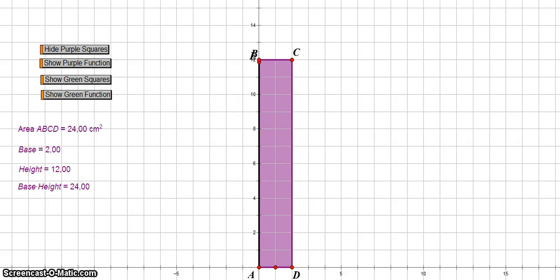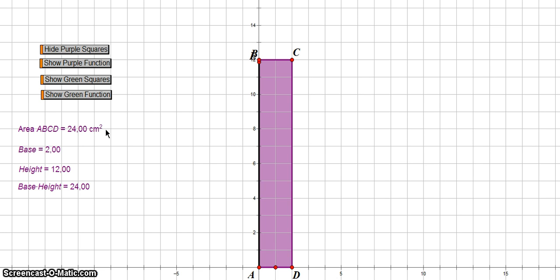Hey guys, in this video we're going to be introducing inverse variation relationships with a really visual example. In this case, I have this purple rectangle with a base of 2 units and a height of 12 units. And this information you find here at the left. This means that this rectangle has a total area of 24 centimeters squared.